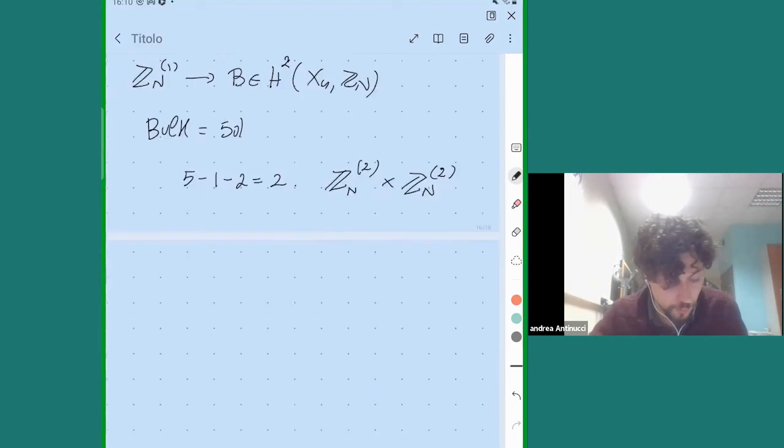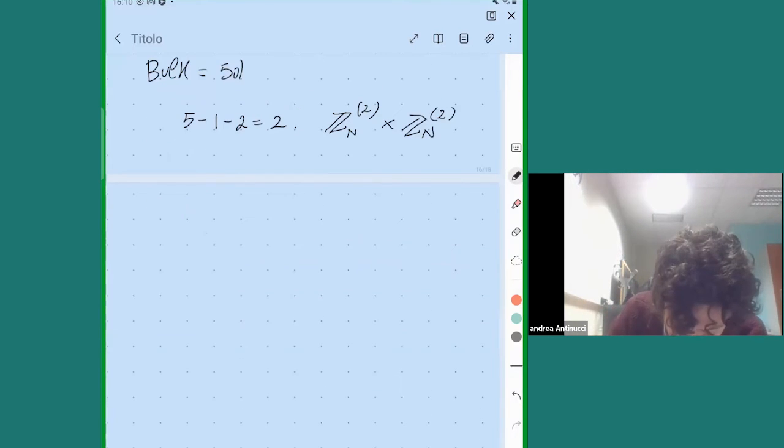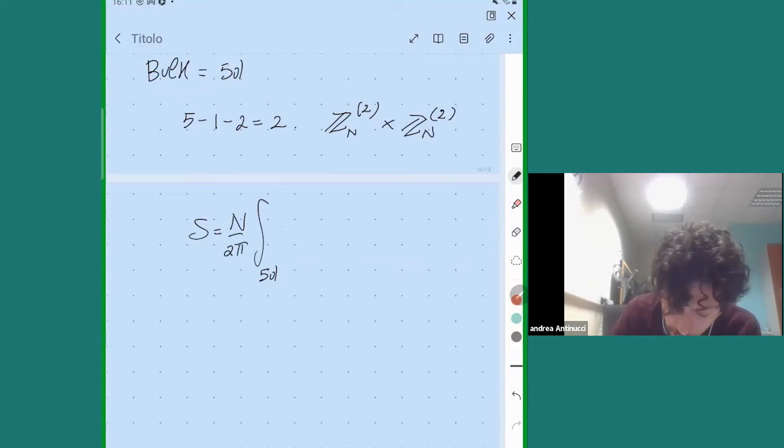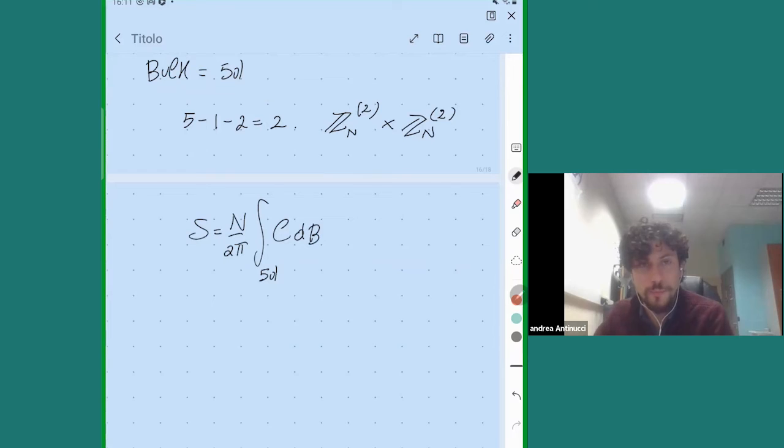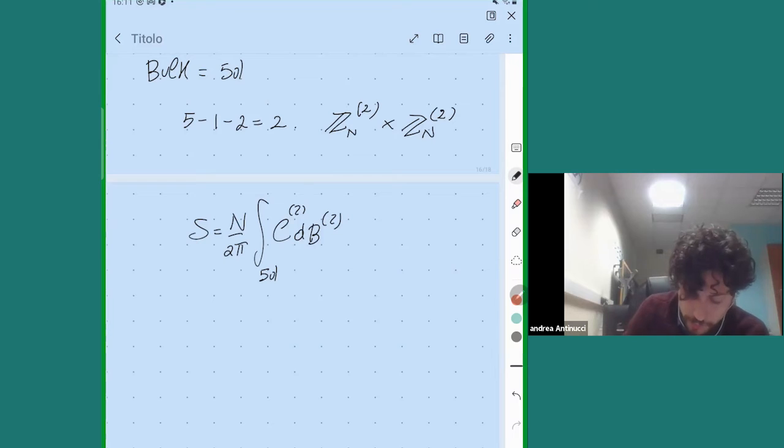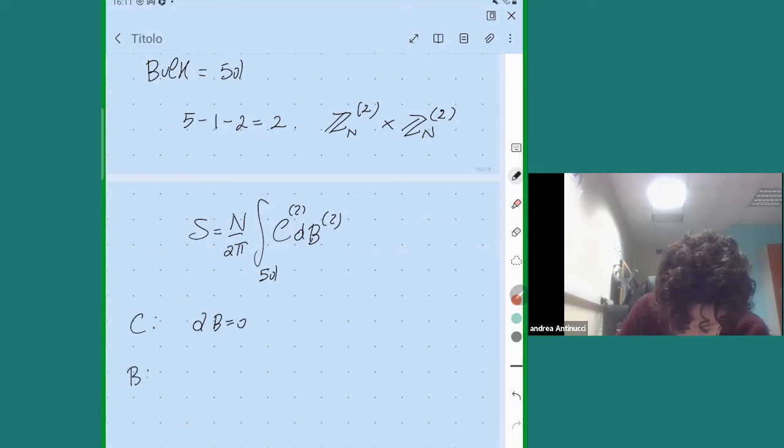So this is a continuum formulation. The continuum formulation is an action written in this way. It's called a BF action. So in 5 dimensions, you put two, in principle, continuous gauge fields, C and B, with a kind of Chern-Simons-like action. These are both two-form gauge fields. This makes sense in 5 dimensions. So the equation of motion of C tells that dB is 0. And the equation of motion of B tells that dC is 0.